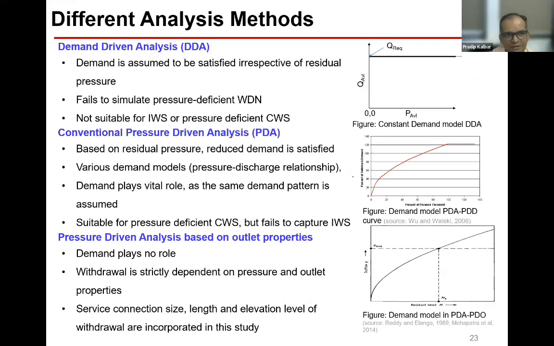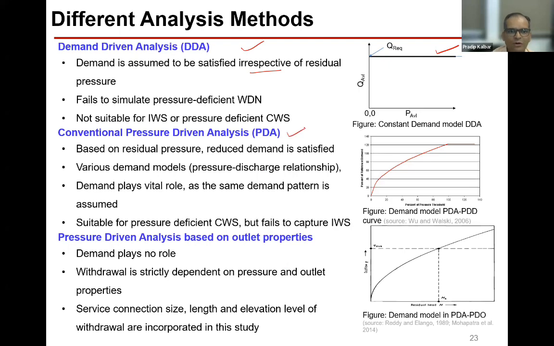So we have to understand that all our DPRs are presently based on demand driven analysis. All the scenarios are demand driven analysis. That means demand is assumed to be satisfied irrespective of residual pressure. So whether there is 2 meters of residual pressure or 10 meters of residual pressure, it is assumed demand is always satisfied, which is not true, right? If you understand how the system behaves.